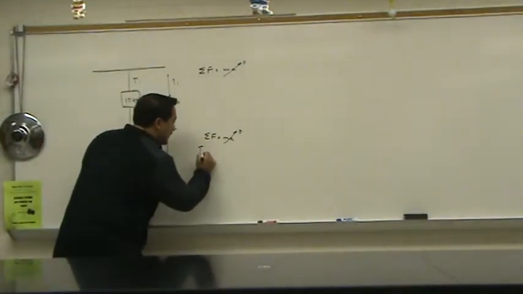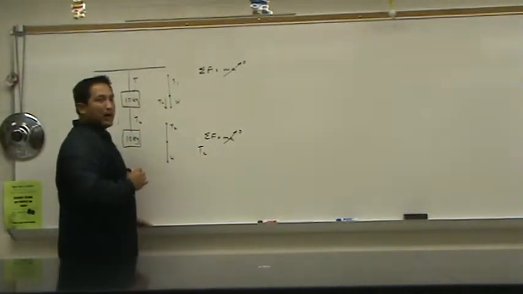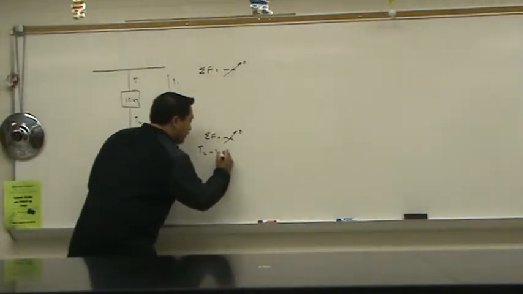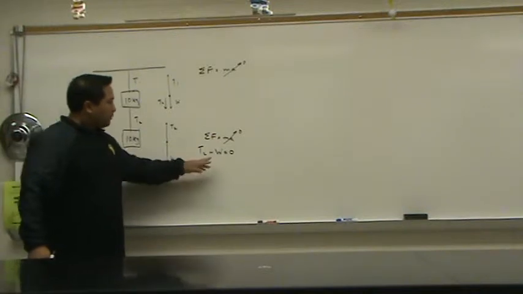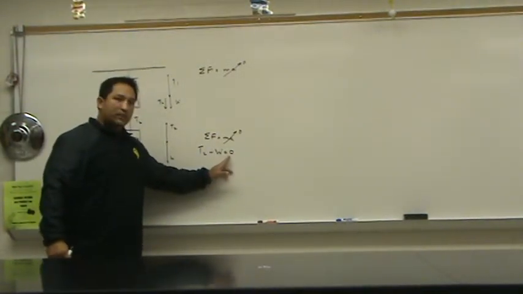I have one force that's up. That one's going to be positive. I have one force that's down. That one's going to be negative. We're going to set that equal to 0. Remember, this is the placeholder, all right? This won't always be 0, all right?